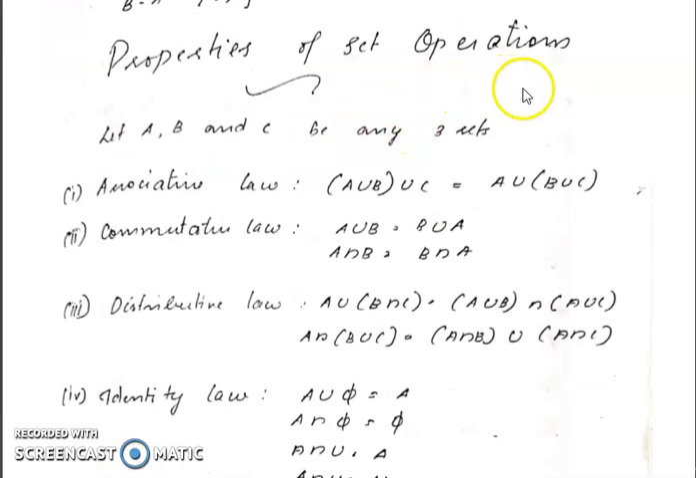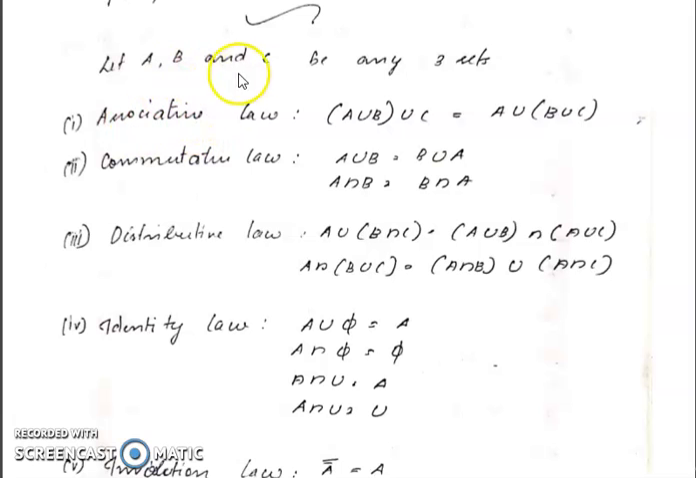Then properties of set operations. Let A, B and C be any three sets. We'll learn some properties which are familiar to you. Associative law: A union (B union C) is (A union B) union C. Commutative law: A union B equals B union A, and A intersection B equals B intersection A. Distributive law: A union (B intersection C) is (A union B) intersection (A union C). A intersection (B union C) is (A intersection B) union (A intersection C).